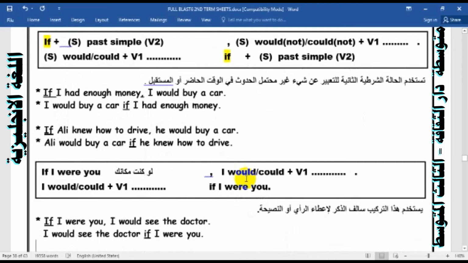We can use this structure. التركيب اللي جاي ده رجاله تركيب مهم جدا. It's so important. We must learn it. We use this structure for giving opinions or giving advice. ممكن نستخدم التركيب ده if I were you لما تكون انت عاوز تدي رأيك لشخص او تنصحه. If I were you, we can say if I were Ali. And so, if I were you, I would or could plus verb 1. If type 2. If I were you.